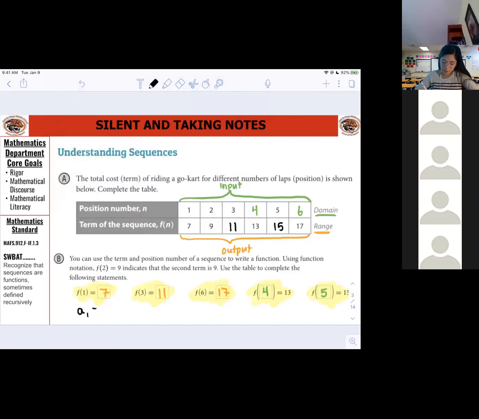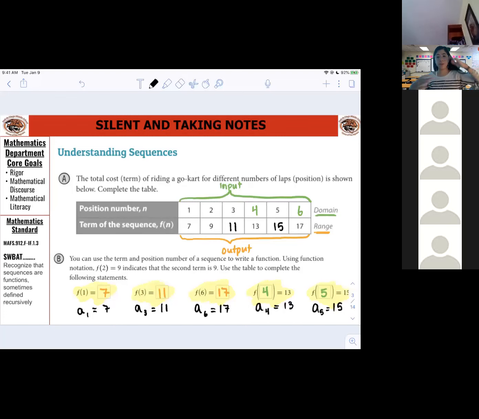So you might see this as well. So A of 1 would be 7, A sub 3, 11, A sub 6, 17, A sub 4 is 13, and A sub 5 is 15.